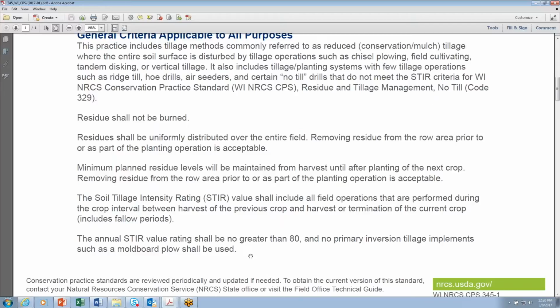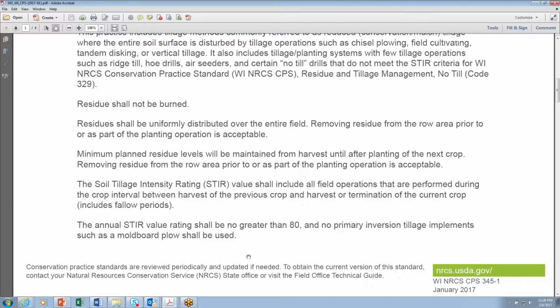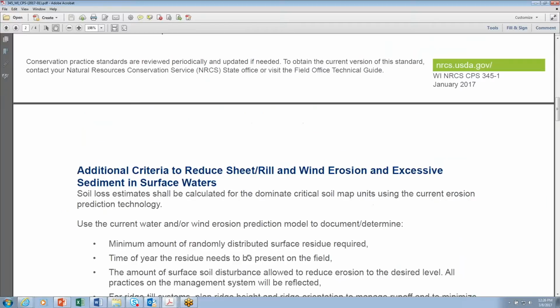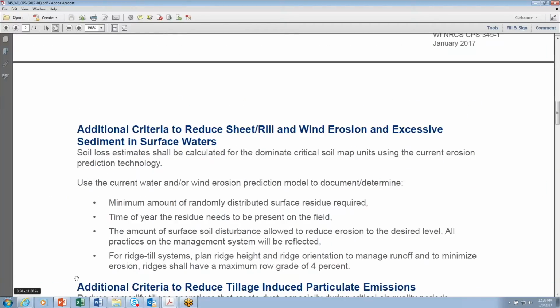That's pretty high, but what this is telling you is that it's pulling in a lot of different options, but anything beyond 80 is certainly not going to fall under this reduced till standard. So you've got quite an area. You can go from a stir rating of 20 all the way up to 80 and still meet the merits of this practice standard.